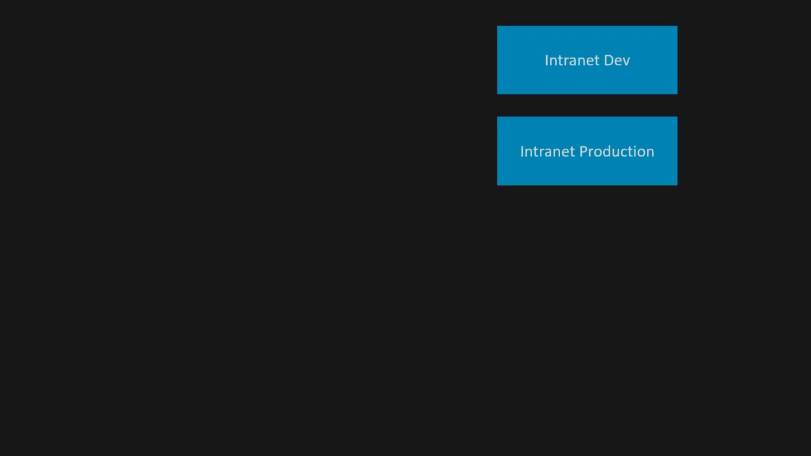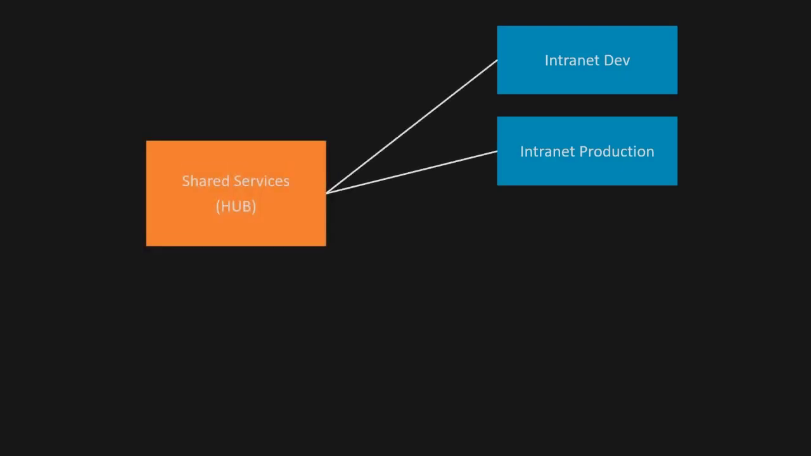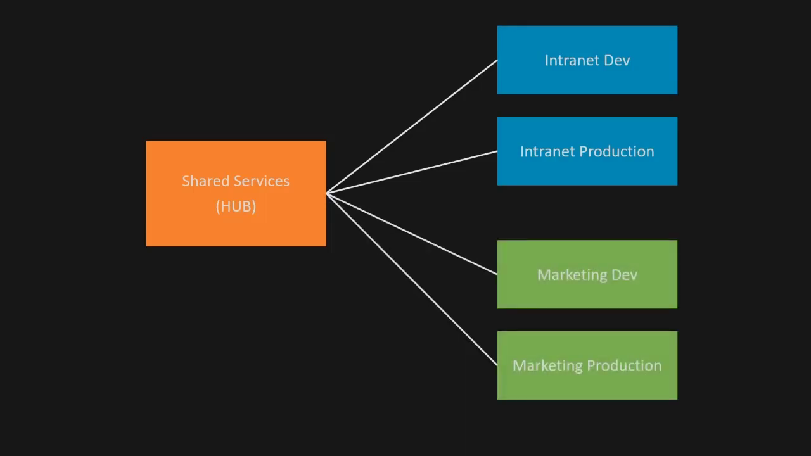If you are a good architect, you will separate those into 2 different VNets or 2 different subscriptions for RBAC separation of duties and concerns. So we have 2 subscriptions for the intranet application. And of course, our hero, we have a shared services hub and VNet peering. We have the marketing application, with dev and production, each with a separate subscription, and shared services in a separate subscription.